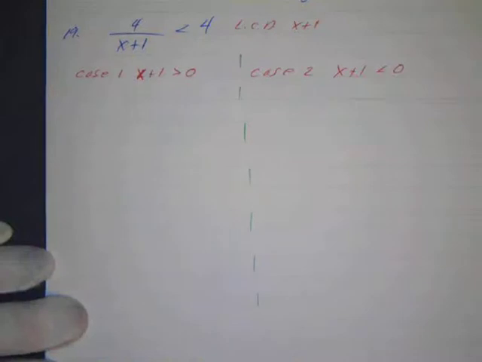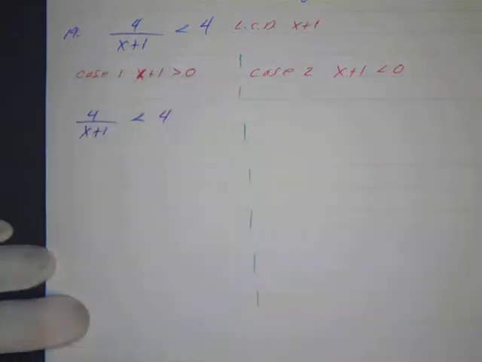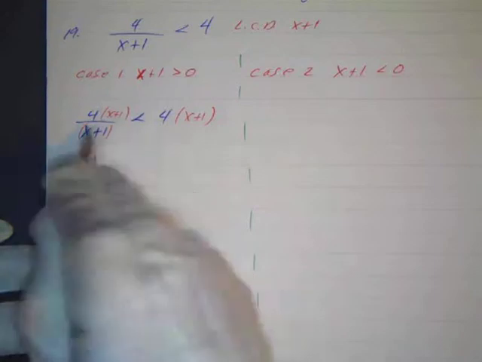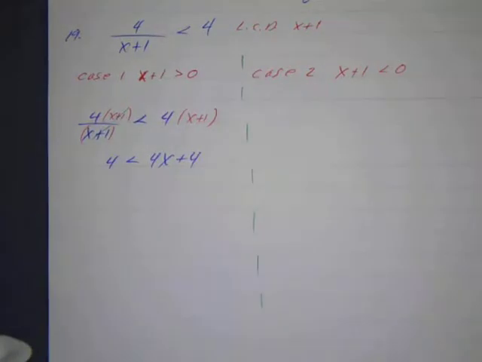So let's say x plus 1 is positive. So I have my inequality: 4 over x plus 1 is less than 4. Then I can multiply both sides by the LCD, and it won't change the direction of the inequality. So I can say times x plus 1, times x plus 1. X plus 1 over x plus 1 is 1. So I have 4 is less than, and I can multiply this out, 4x plus 4. And then I can subtract 4 from both sides. We can do that. That's no problem.